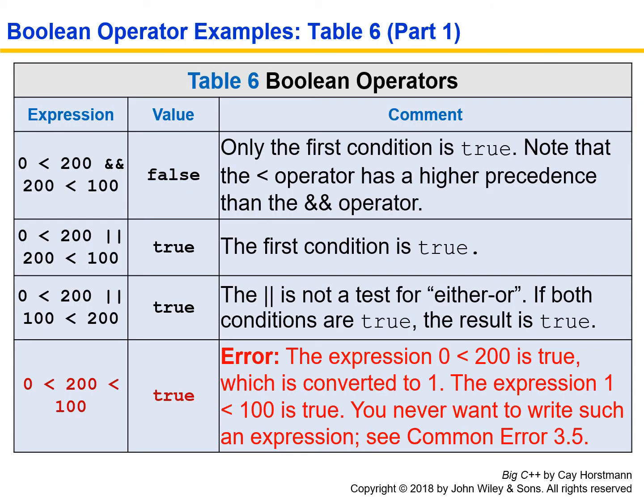Here are some examples. 0 less than 200 and 200 less than 100 is false because 200 can't be less than 100, and both sides need to be true. 0 less than 200 or 200 less than 100 is true because only one condition needs to be true with an OR. 0 less than 200 or 100 less than 200 is true. OR is not an exclusive OR. If both conditions are true, OR is still true.